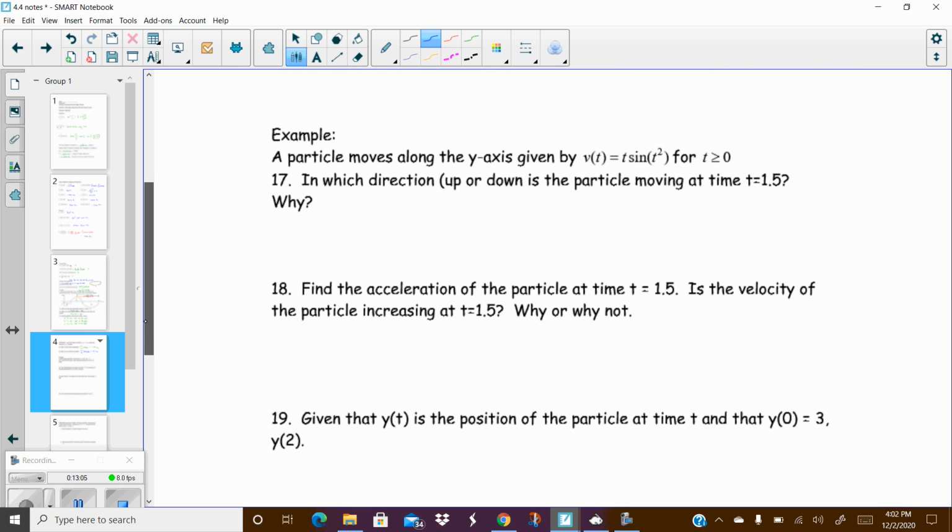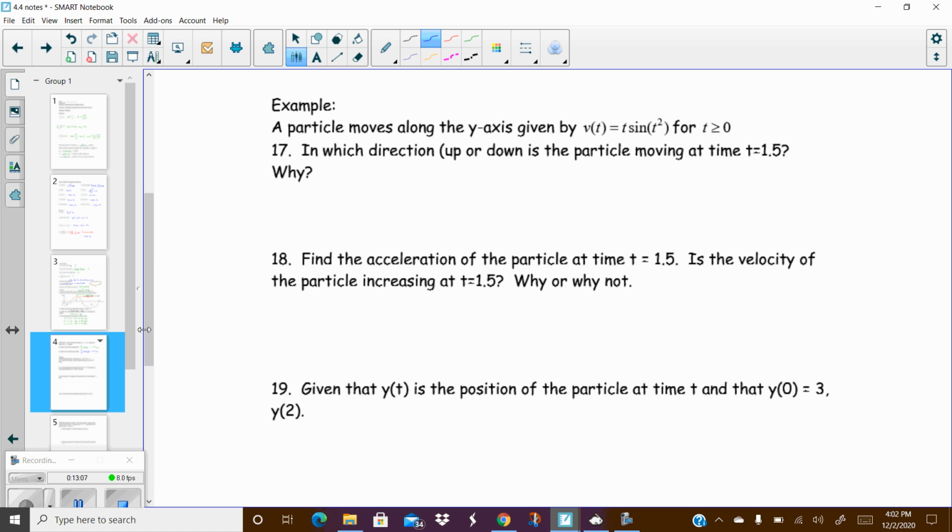Same type of problem here in the fact that we're talking about particles. A particle moves along the y-axis this time, so now it's moving up and down. It's vertical. Not that that really makes any difference, but just to give you a sense of what it's doing. The velocity is given by t sine of t squared. It's not sine squared of t.